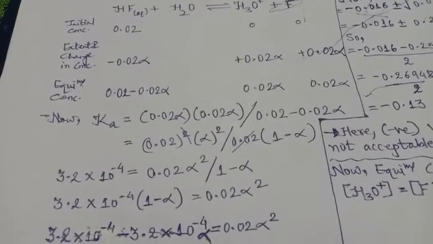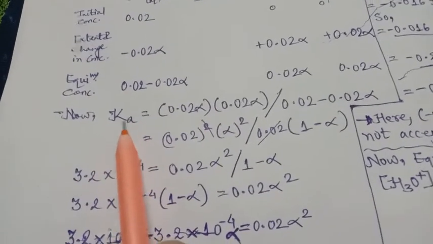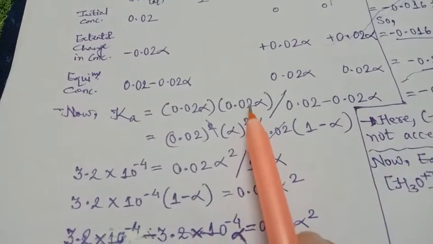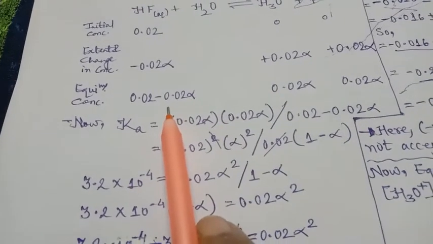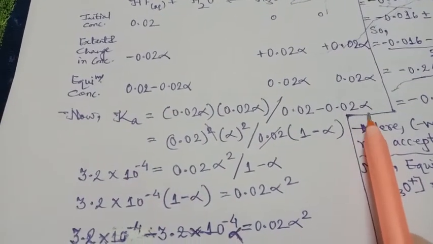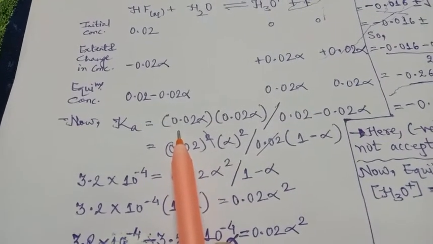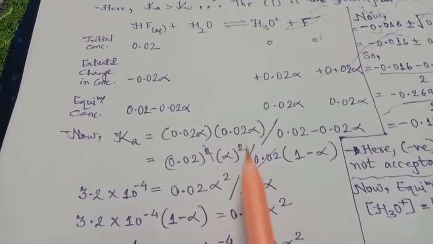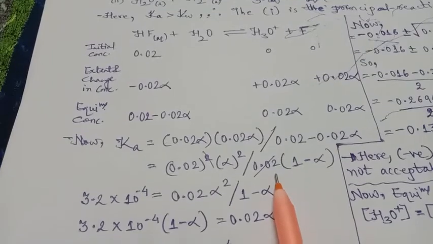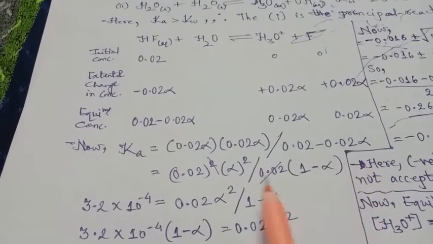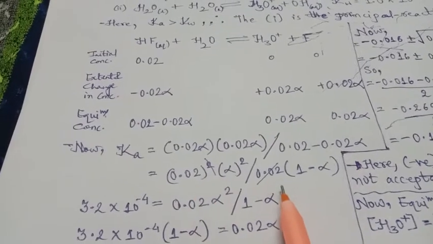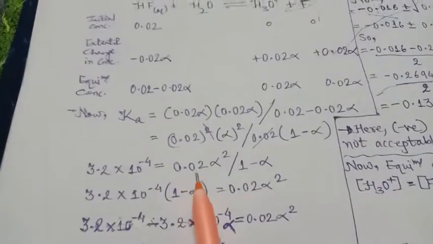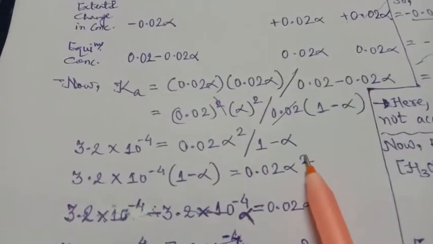Now let us see further how to calculate the dissociation constant Ka. Ka is equal to the product, 0.02 alpha into 0.02 alpha, upon 0.02 minus 0.02 alpha. So 0.02 square and alpha square upon, taking 0.02 common, it will remain 1 minus alpha. 0.02 in the numerator and denominator will cancel. So here is left 0.02 alpha square upon 1 minus alpha.